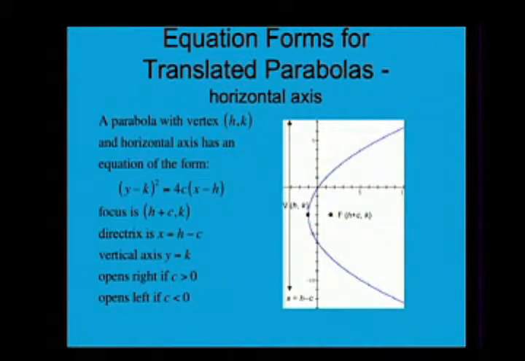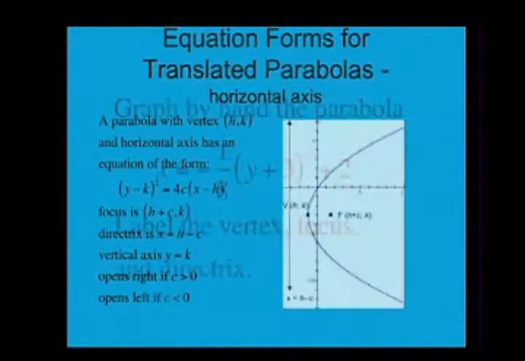And in this case, it has the same vertex (h, k). This time the axis is horizontal, and the equation would have the form (y − k)² = 4c(x − h). The focus this time is (h + c, k), and the directrix is x = h − c. The horizontal axis is y = k. It opens to the right if c is positive, and it opens to the left if c is negative.